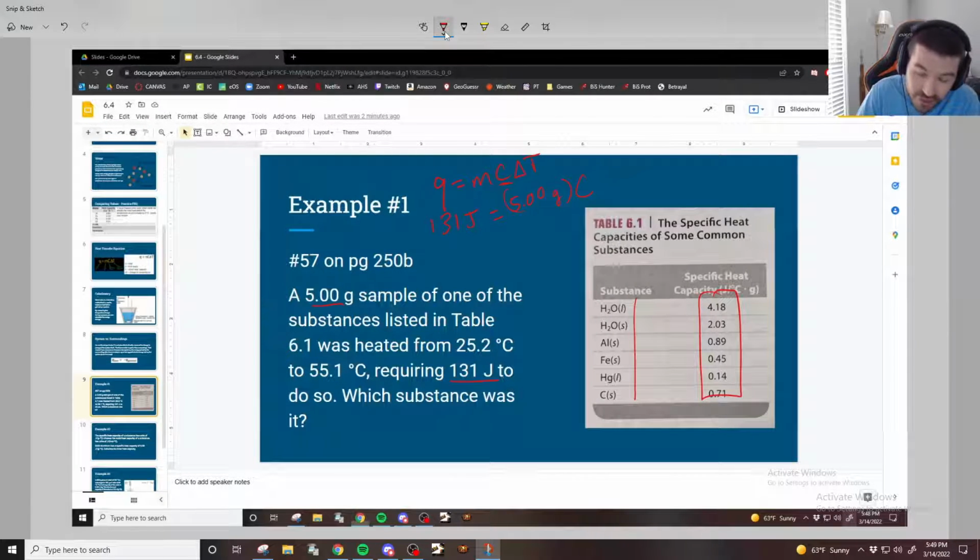Delta T is the change in temperature. So we're going from 25.2 to 55.1. We can type it in like this: 55.1 minus 25.2, and that's degrees Celsius. I think that's 29.9. I'm not going to go through all of the algebra here. We're just solving for C. Let me get out my calculator real quick. So we've got 131 divided by 5, and also divided by that temperature change.